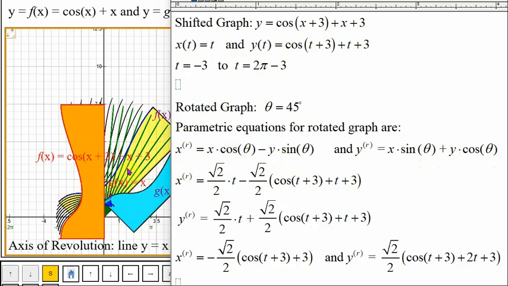Theta here, to rotate this graph, this angle is 45 degrees. And so cosine of 45 degrees is square root of 2 over 2. And then here we get square root of 2 over 2.